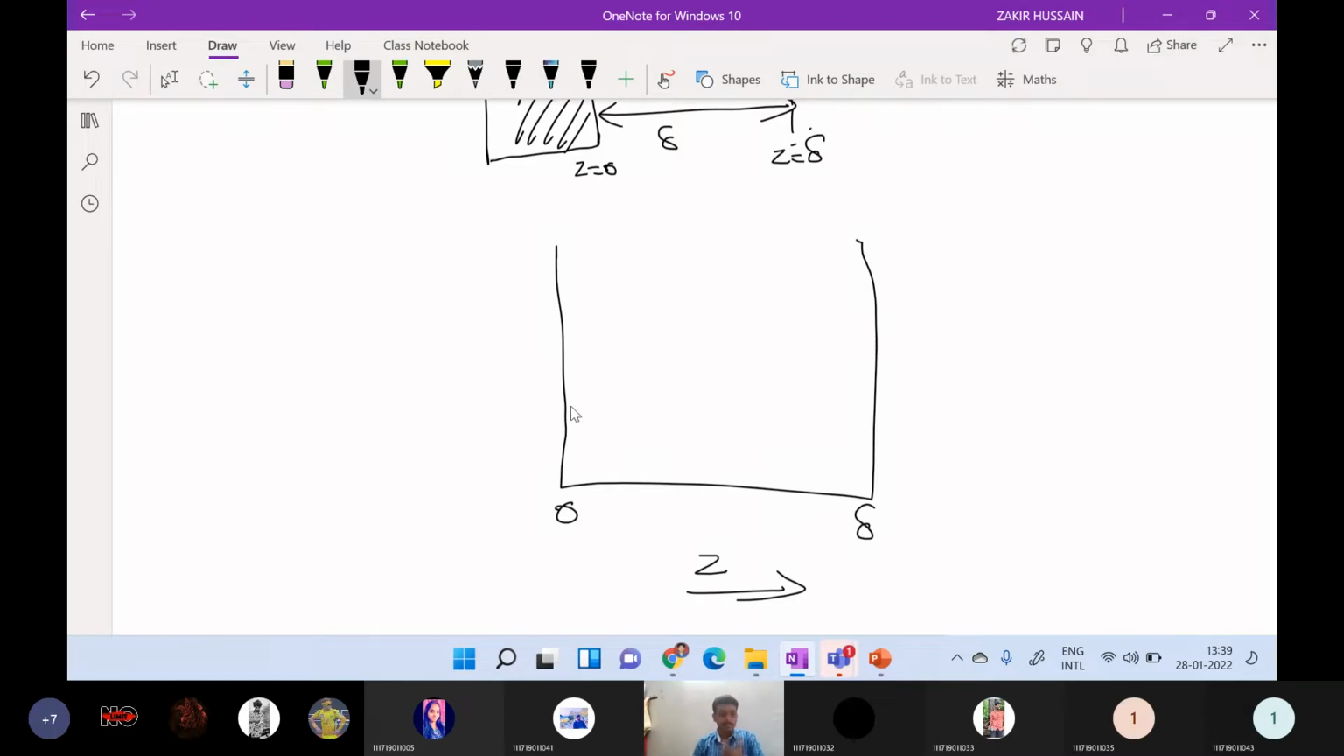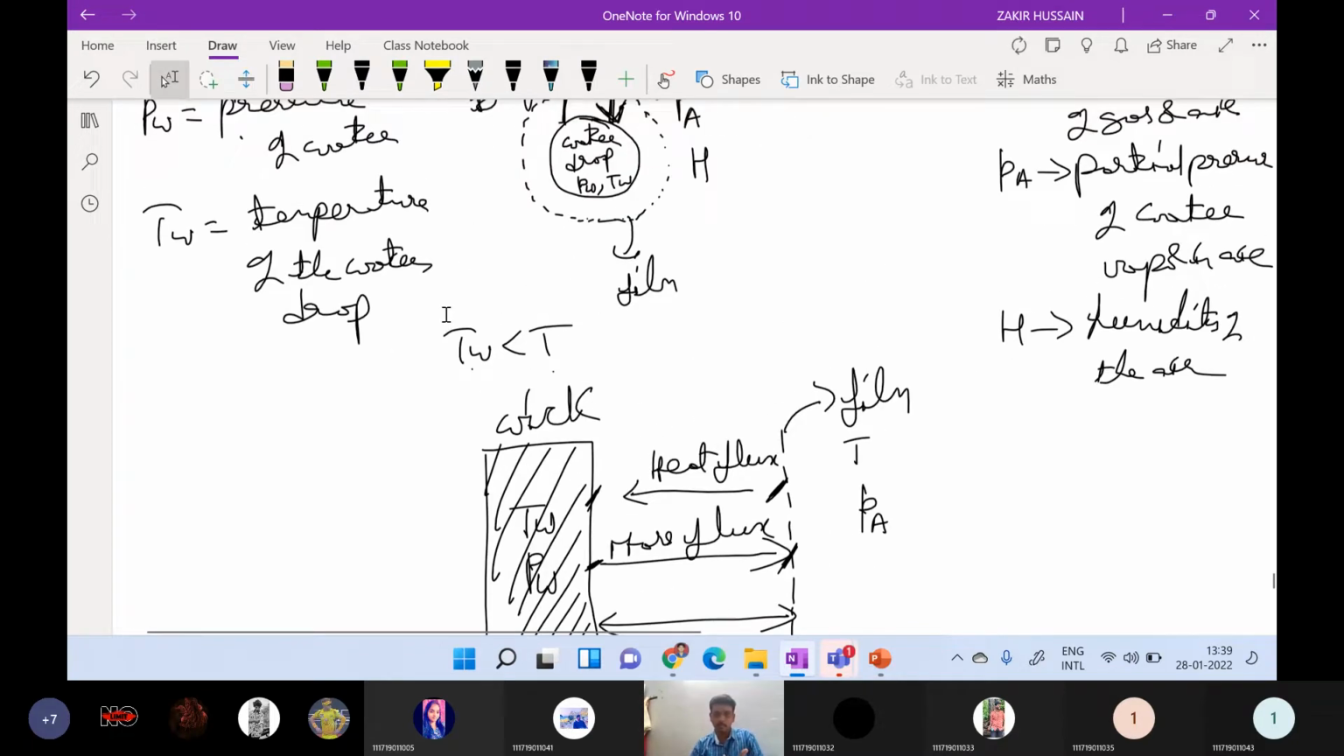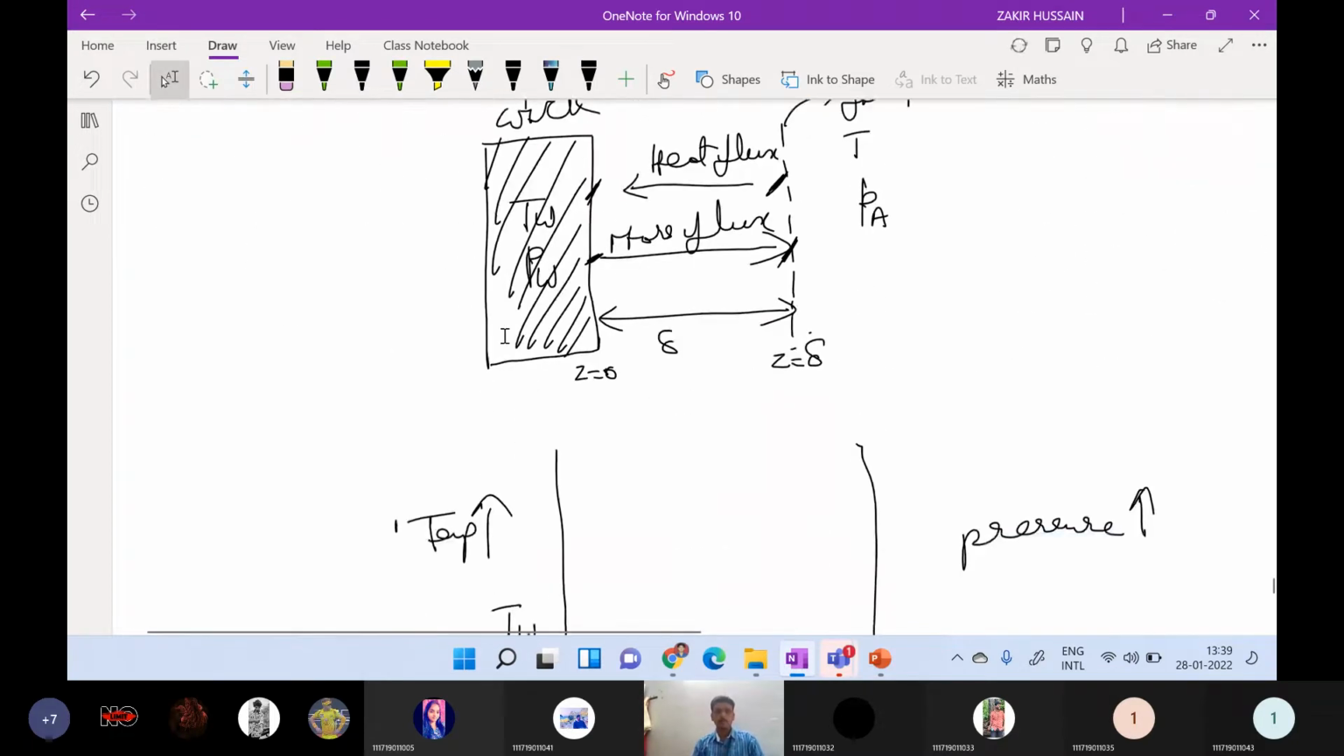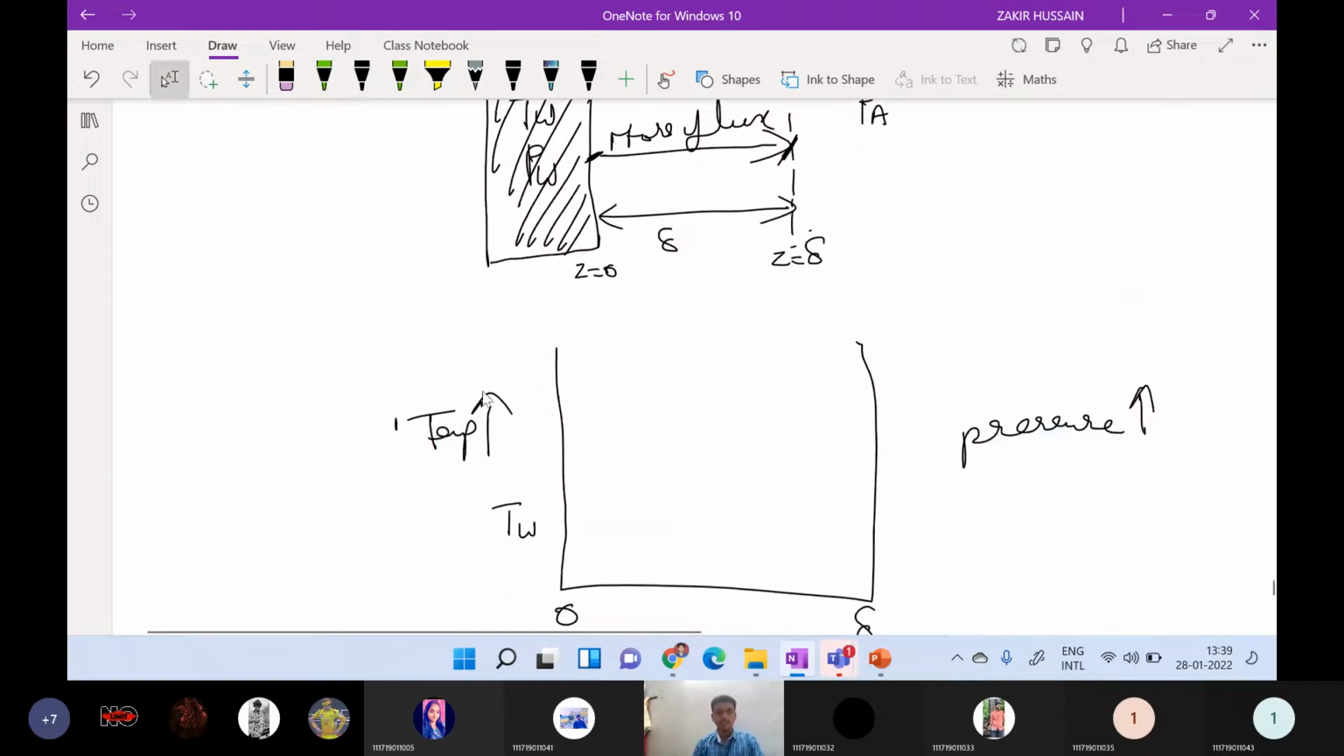Let us say the temperature of your water is less. This is the temperature axis, and this is the pressure axis, let us say. The temperature of your water is less, so Tw is less than your T. So T will be coming around here. Okay, then what happens?